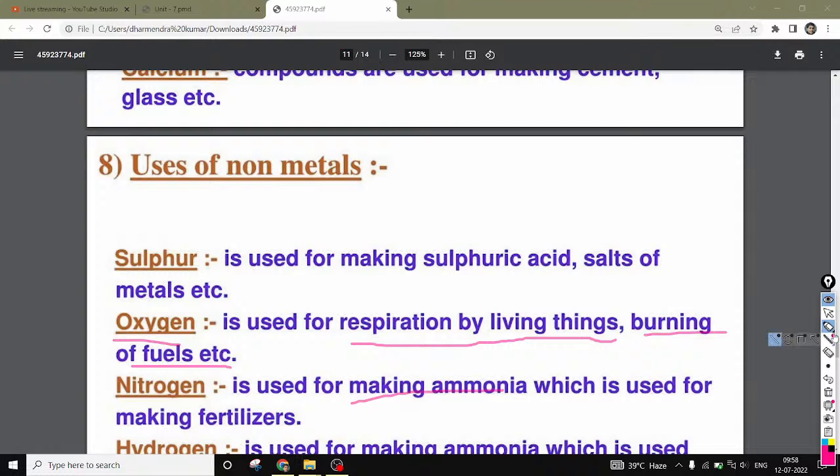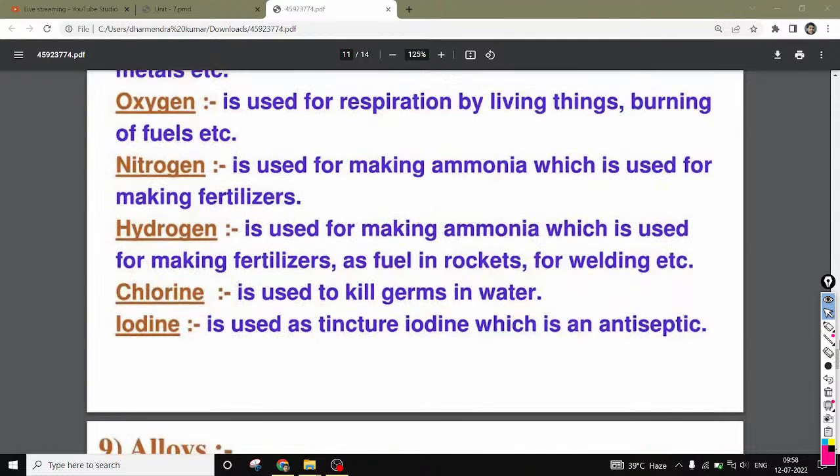And now hydrogen is also very important for us. Hydrogen is used for making ammonia, for making fertilizers, as fuel in rockets, and for welding. So hydrogen is used for different purposes. In rockets, this hydrogen is used as a fuel. Hydrogen fuel is a very powerful fuel, and hydrogen gas is also used for welding.